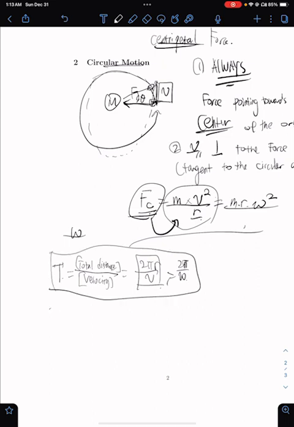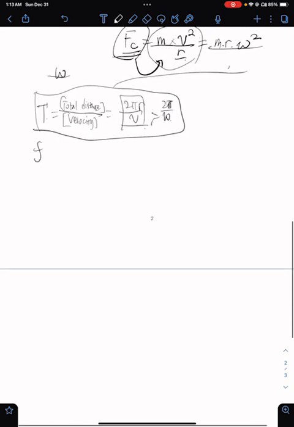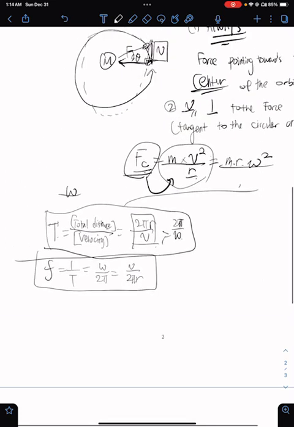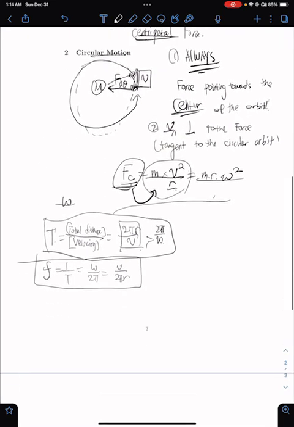The frequency you'll sometimes see is basically 1 over the period, which means how many orbits this can spin in 1 second. That is omega over 2 pi, which is v over 2 pi r. So these are the big things in circular motion that you want to know.